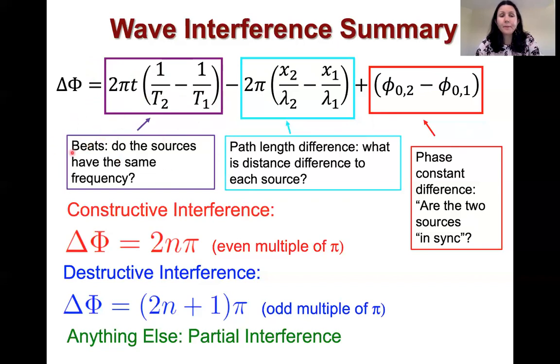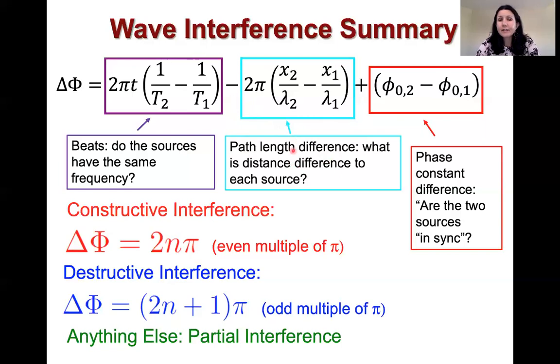What beats means basically is that the interference itself is time dependent. When there are no beats present, interference is fixed in time. What might change is how interference is as a function of space. So for example, the next term, which has to do with the path length difference. What is path length difference? It's basically the distance difference between the two sources.